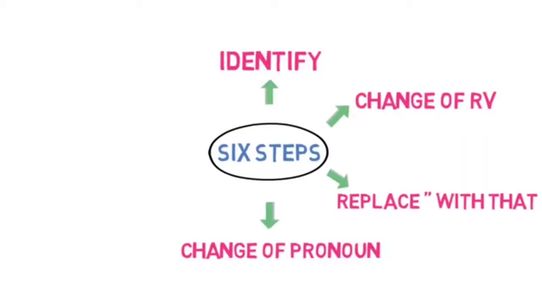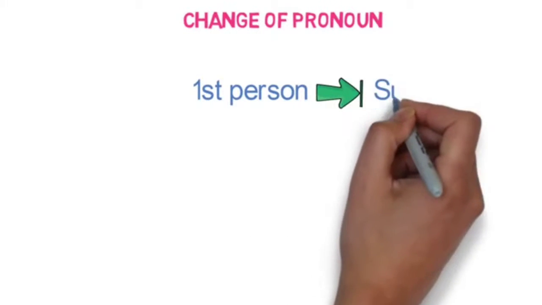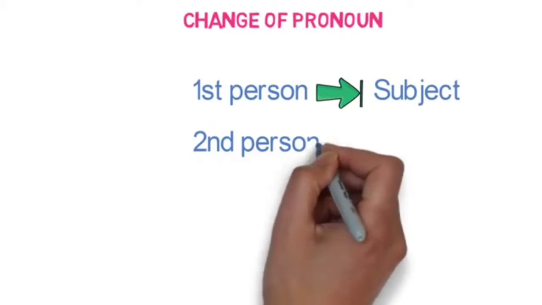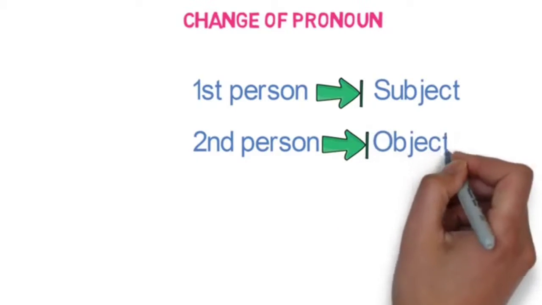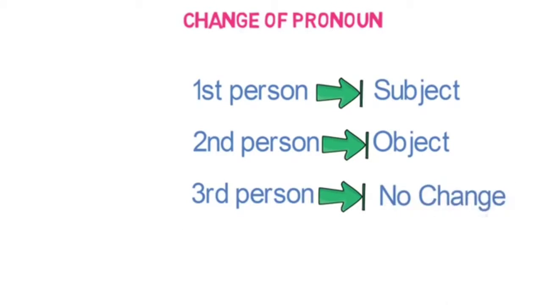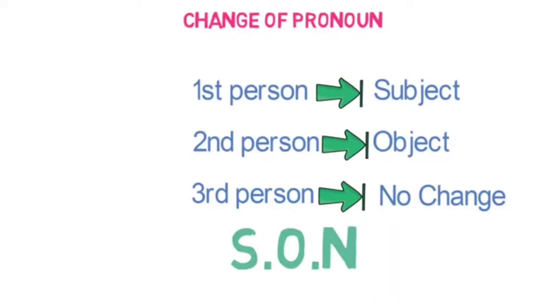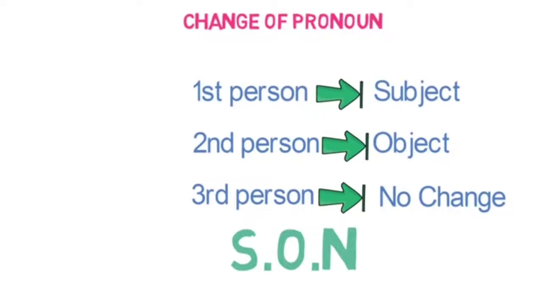Pronoun will be identified in the first step. In the reported speech it will be changed as follows. First person will be changed as subject, and the second person will be changed as object, and the third person will be unchanged. You can remember this change with an acronym called SON, son. Children, please remember the changes of pronoun properly. First person will be converted as subject, second person will be converted as object, and third person will be unchanged.